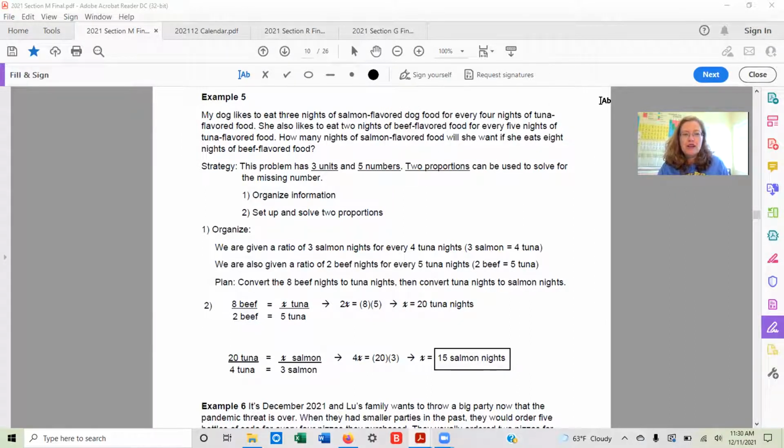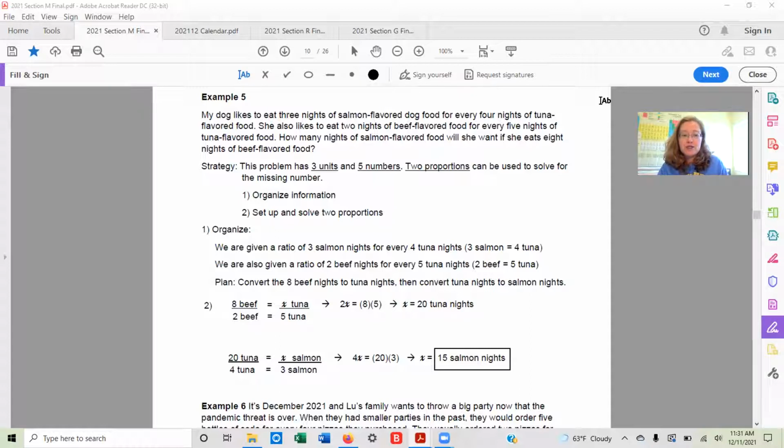Here's our example. My dog likes to eat 3 nights of salmon flavored dog food for every 4 nights of tuna flavored food. She also likes to eat 2 nights of beef flavored food for every 5 nights of tuna flavored food. So basically, we're going to pretend that I'm trying to decide how many cans to buy when I go to the grocery store. The question is, how many nights of salmon flavored food will she want if she eats 8 nights of beef flavored food? Now, this is a crazy question.